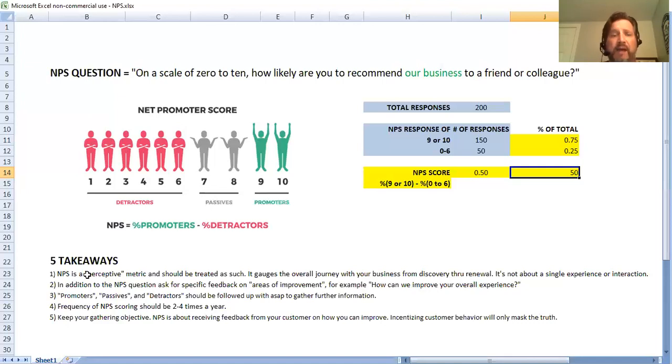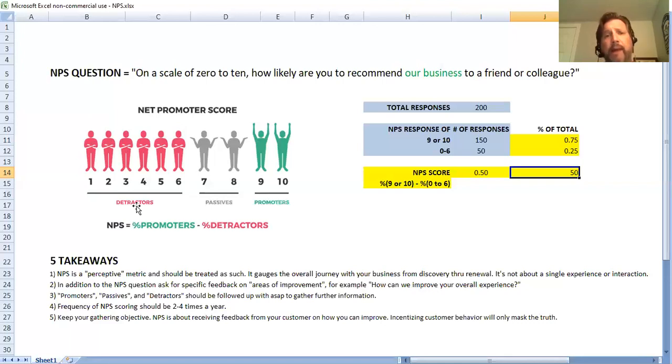The other thing is, as you get the feedback from promoters and passives, and especially from detractors, you want to follow up with those folks as soon as possible, because it could give you some indication of a possible churn scenario or an issue with customer retention, or it might give you an opportunity with a promoter to do some additional advocacy, perhaps through a testimonial or a case study.